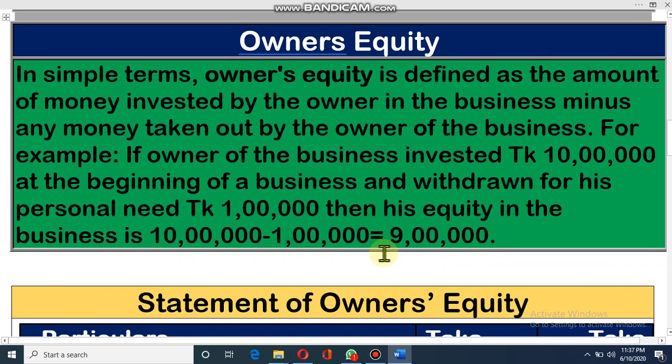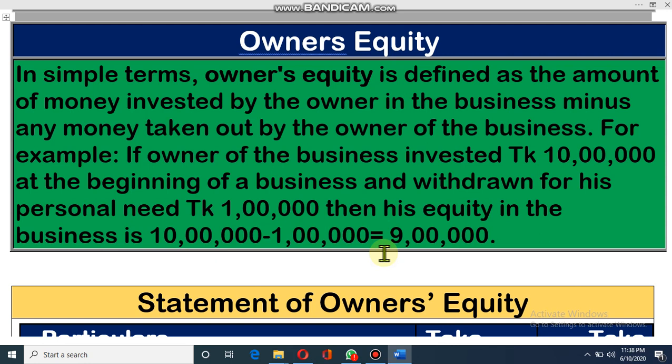Owner's equity. In simple terms, owner's equity is defined as the amount of money invested by the owner in the business minus any money taken out by the owner of the business. For example, if the owner of the business invested 10 lakh taka at the beginning of business and withdrew for his personal need 1 lakh taka, then his equity in the business is 10 lakh minus 1 lakh equals 9 lakh.